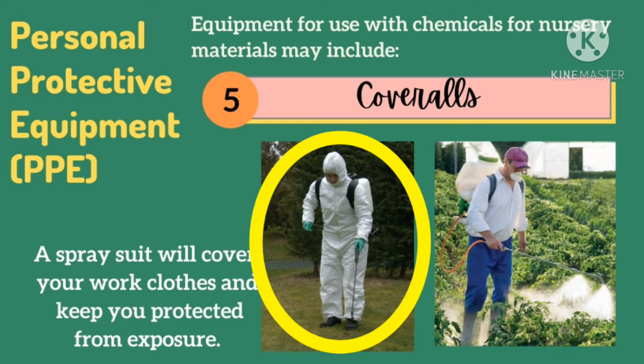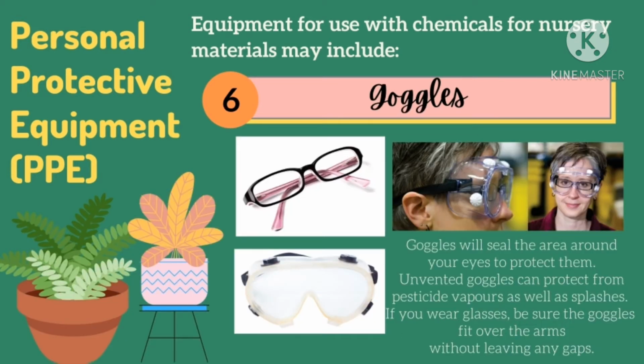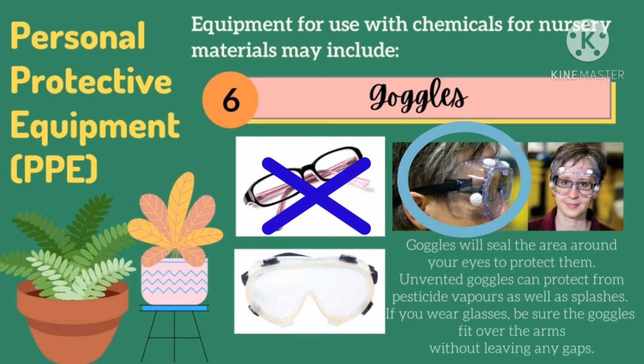A spray suit will cover your work clothes and keep you protected from exposure. Next is the goggles. Eyeglasses as well as contact lenses do not provide eye protection. Use appropriate goggles that will seal the area around your eyes to protect them. Unvented goggles can protect from pesticide vapors as well as splashes. If you wear glasses, be sure the goggles fit over the arms without leaving any gaps.